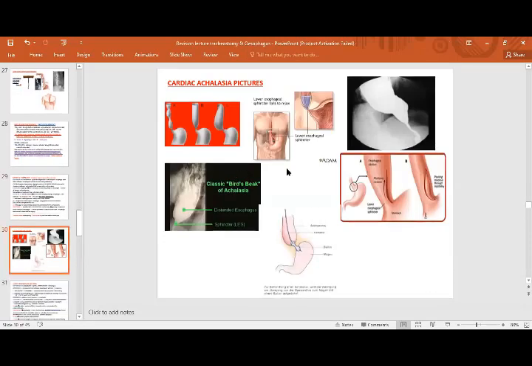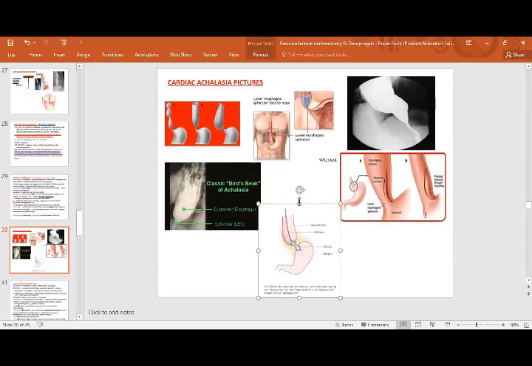You can see in this case this type of appearance. Classic bird beak of achalasia. Or in other words, we can also say that this is a rat tail appearance. So this is one of the classic pictures of achalasia cardia.